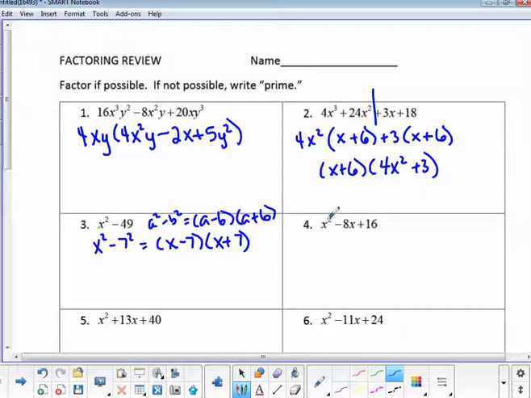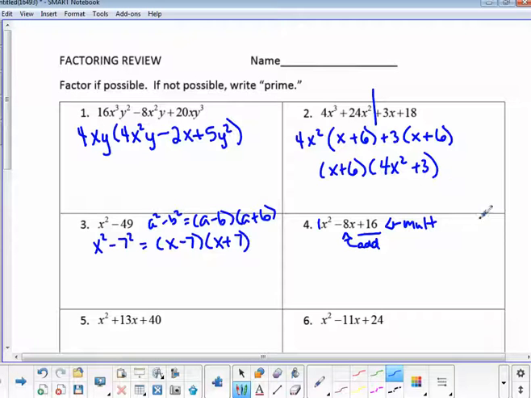Alright, problem 4. The number in front of the x squared is 1. It's 1x squared. So this makes it the easy kind of factoring. In the easy kind of factoring, you want to find 2 numbers that multiply to give you 16 and add to give you negative 8.